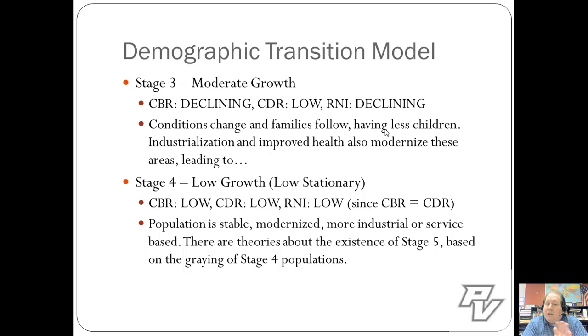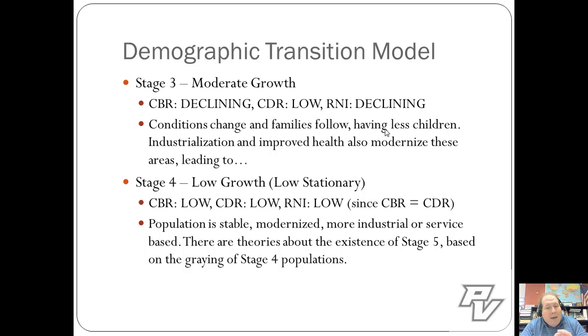Stage 4 is low growth, low stationary. Birth rates are low, death rates are low, and as a result, just like in stage 1, our rate of natural increase is low. The population is stable, much more modernized, more focused on the industrial or service industries.